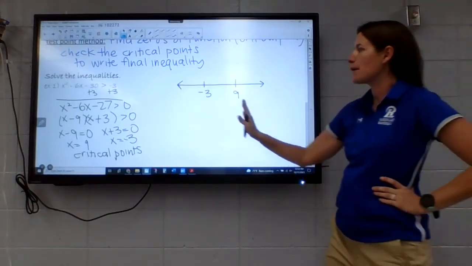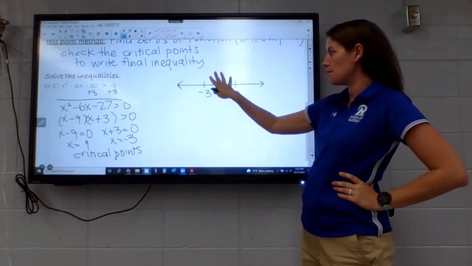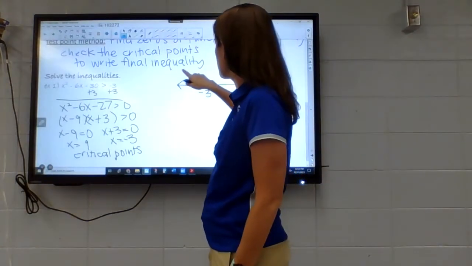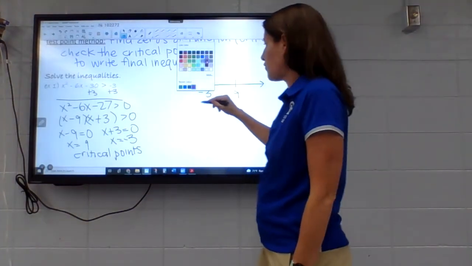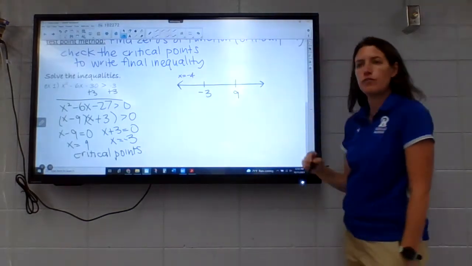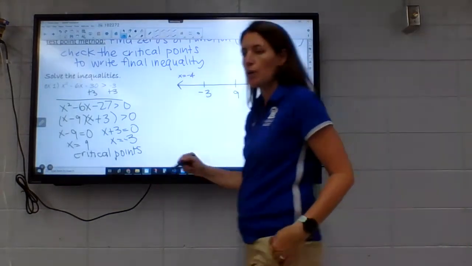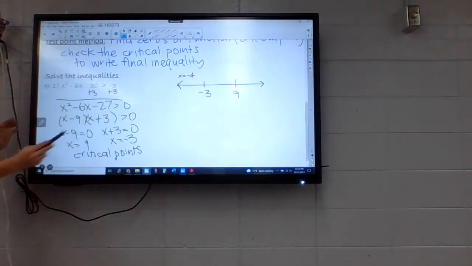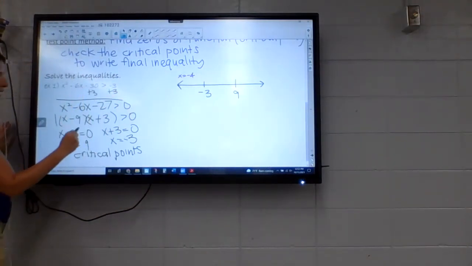So I want to pick something smaller than this in the middle and then something bigger. So tell me something that's smaller than negative 3. Negative 4, he got crazy, negative 4. So we're testing x is negative 4. So we're going to check and see if it works. Now I can put it back in this original equation. I think it's a lot easier to put it back here.